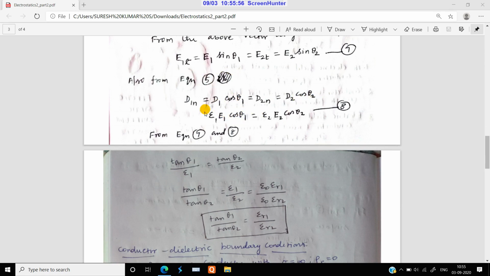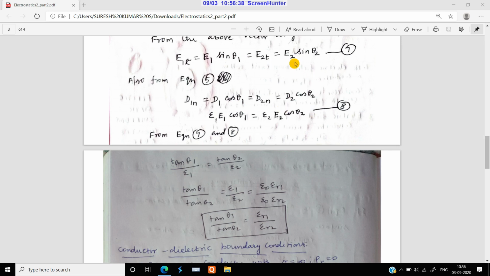So we can write this particular equation, that is D1 cos theta 1 and D2 cos theta 2 as epsilon 1 E1 cos theta 1, epsilon 2 E2 cos theta 2. From these two equations, that is from equations 7 and 8, we can write by dividing 7 by 8: epsilon 1 will be there, E1 will be getting cancelled, sin theta 1 divided by cos theta 1 is equal to tan theta 1. So here in the denominator you will be having epsilon 1.